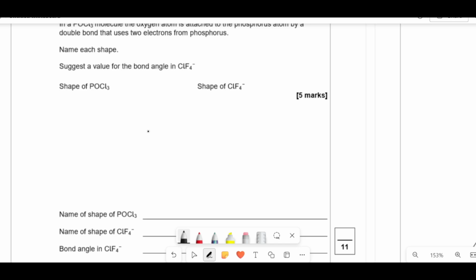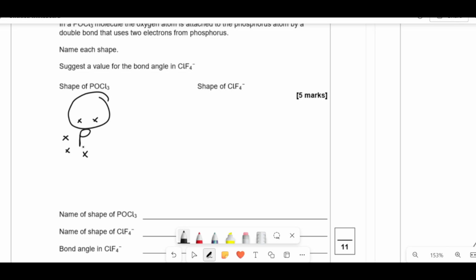So phosphorus is in group 5, so it's going to have 1, 2, 3, 4, 5 in its outer shell. Right? And it's told you that there's a double bond and it uses 2 electrons from the phosphorus with the oxygen, like this, here. And then it's also told you Cl3, so there's a Cl, Cl, Cl, each one of them has a single bond like that.